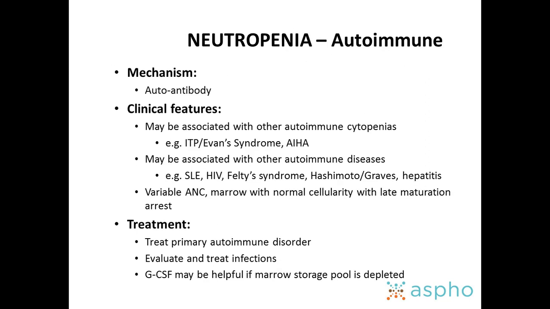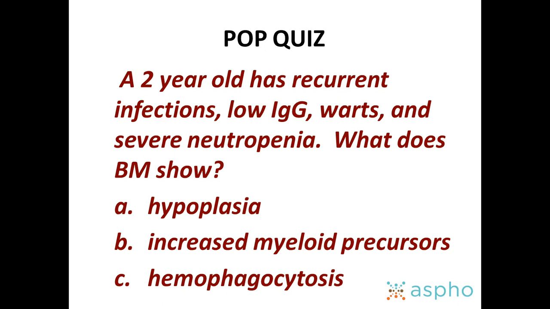Okay, autoimmune. So neutrophils are fair game with any systemic autoimmune disease. So basically any lupus, ITP, whatever, you can end up with low ANC if the neutrophil is recognized as a target. And the same general advice applies: treat the primary disorder, then evaluate and treat infections, and you can give GCSF if you think that might be helpful.